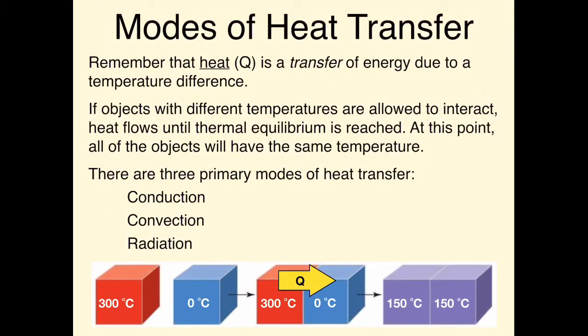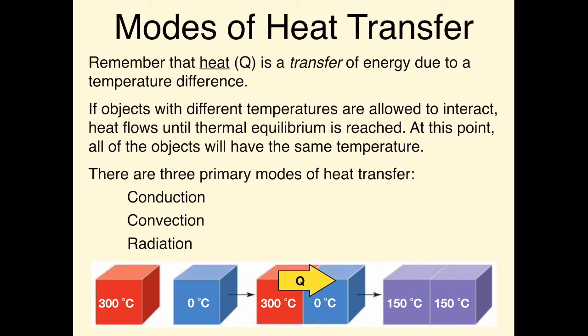So the next thing is modes of heat transfer. If you remember, in physics, when we use the term heat, given by the variable capital Q, we're referring to a transfer of energy from one place to another due to a temperature difference between those two regions. The classic example of this is given in the picture below, where you have a hot object and a cold object. Let's say the red block starts off at 300 degrees Celsius and the blue one starts off at 0 degrees Celsius. If we put those two objects together and allow them to interact with each other, heat will flow from the hot object to the cold object.